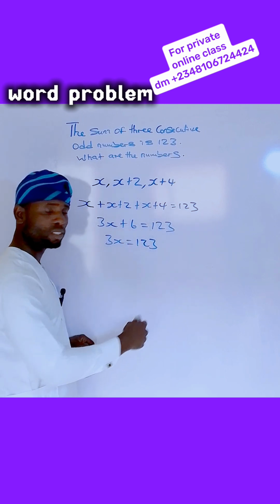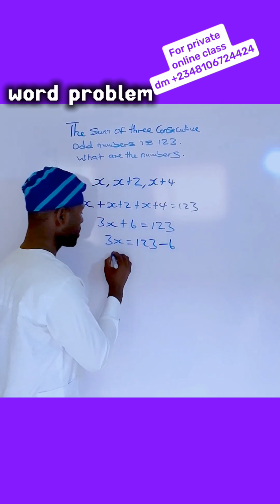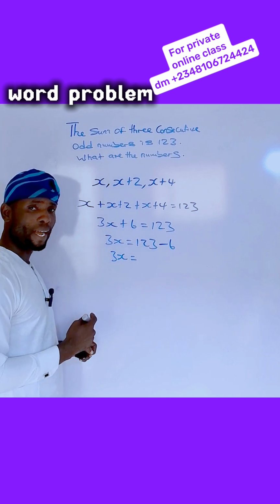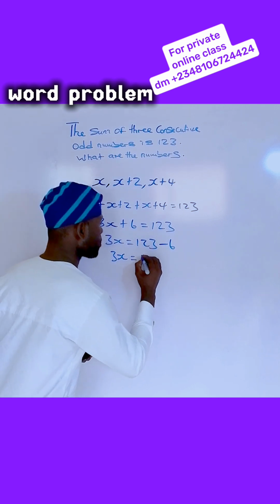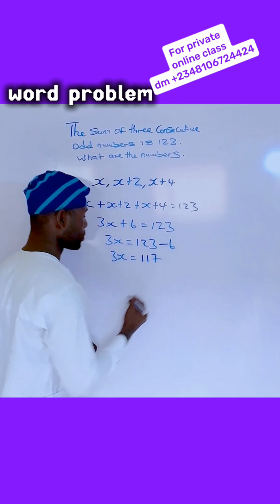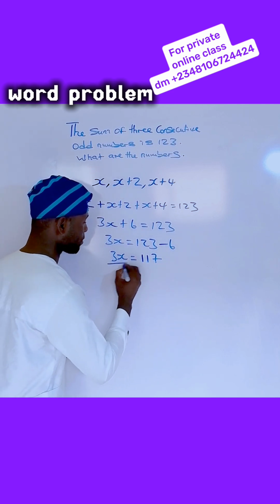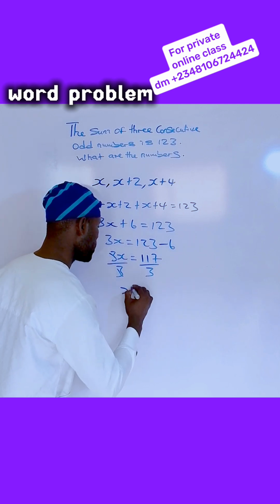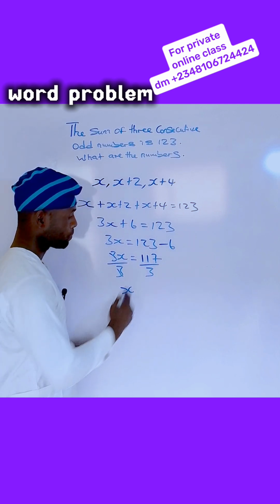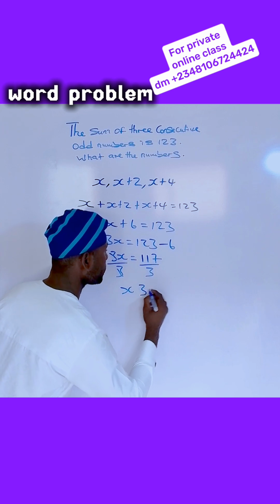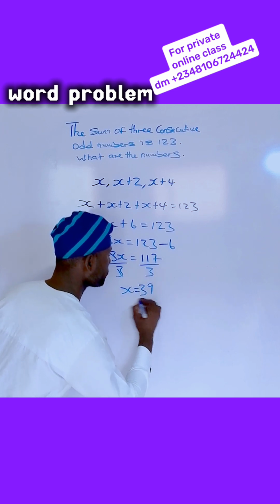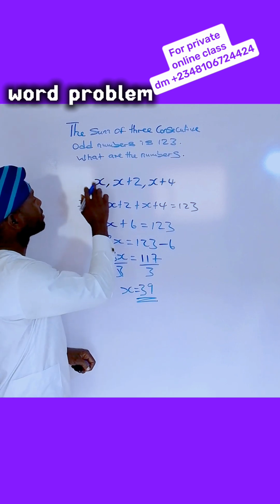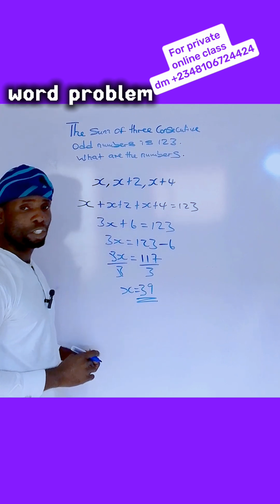We take this 6 to the other side, we have minus 6. We then have 3x equal to 123 minus 6. We have 117. At this point, we can divide both sides by 3. We then have x equal to 39. We have found the value of x, and x is the first odd number.